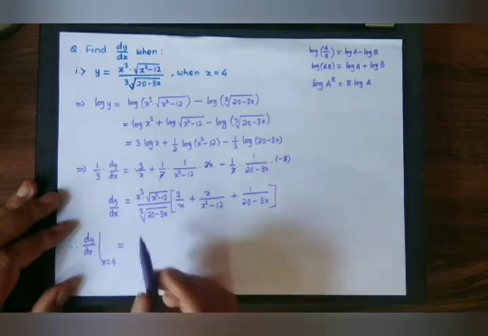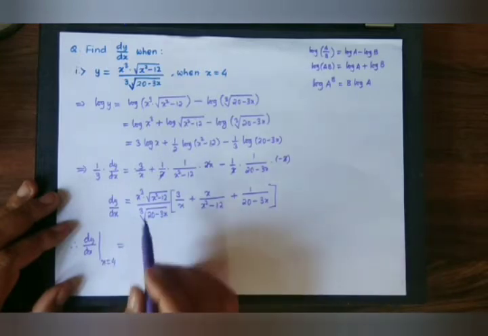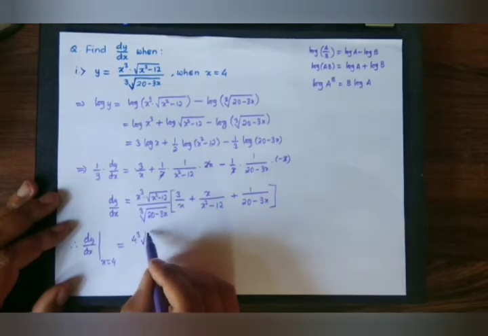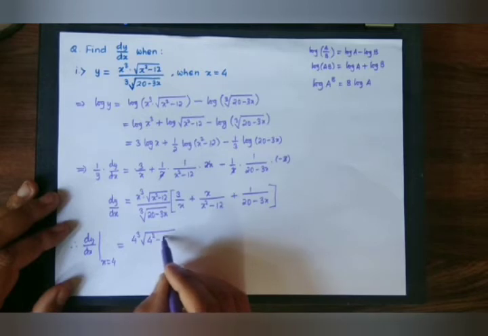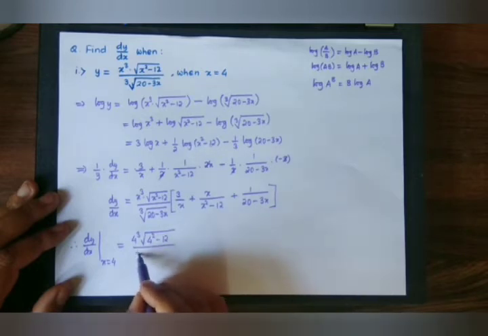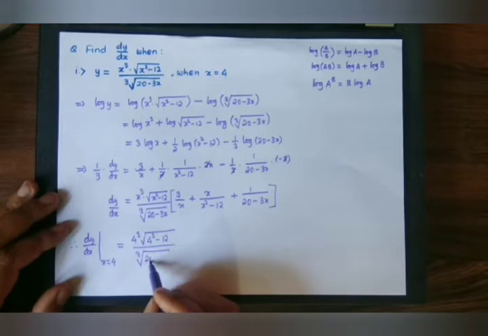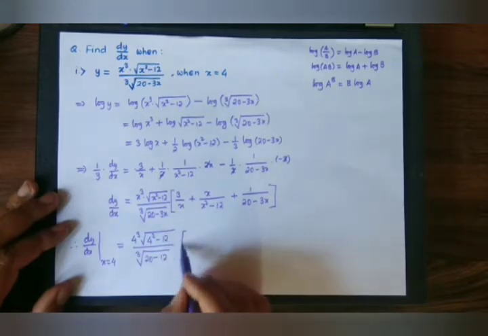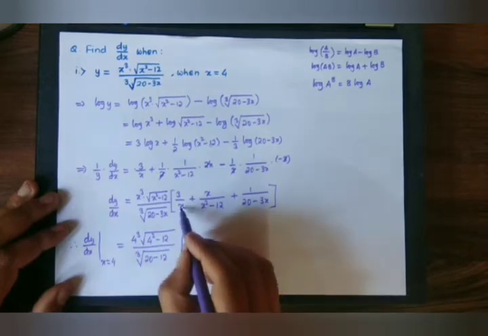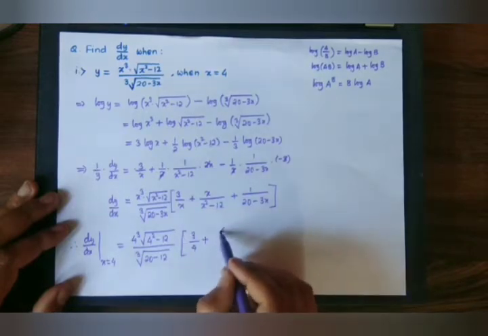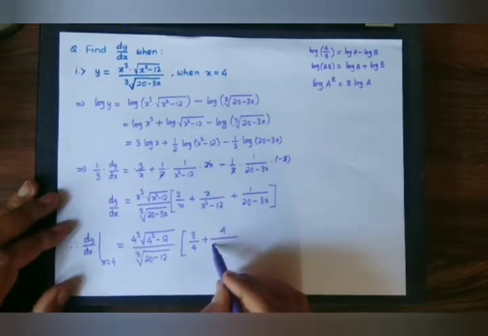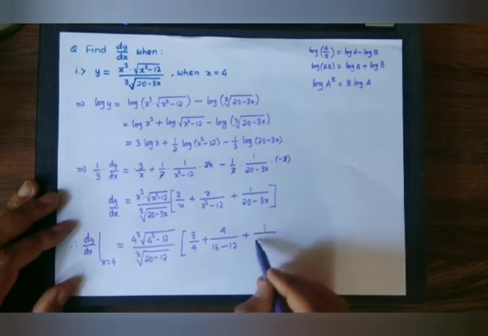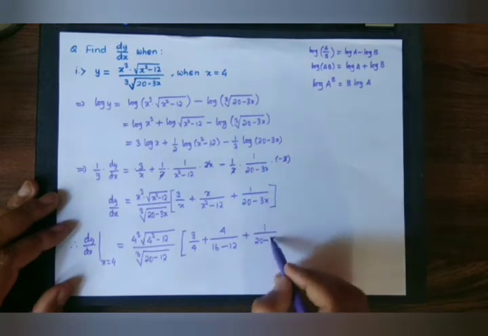So let us check how much is this. So x is 4, so wherever x is there, we'll put 4. So we have 4 cube into square root over 4 square minus 12, divided by cube root of 20 minus 3 into 4, that is 12. Similarly, 3 by 4 plus 4 by 4 square minus 12, that is 16 minus 12, plus 1 by 20 minus 3 into 4, that is 12.